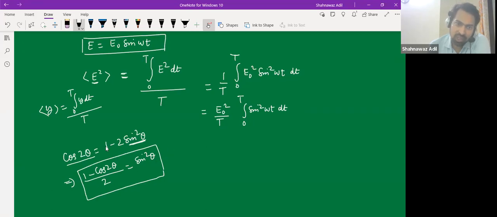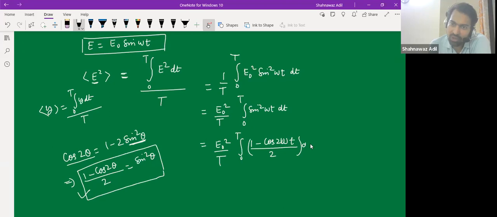So I just put the one value in this side, take the negative sign, divide it by 2. So then I'll get this one. So I can put the value of sine square theta from here. This would be E naught square by T, integral 0 to T, 1 minus cos 2 omega T divided by 2, dt. So these are two different integrals, 1 by 2, and so I have to separate these two integrals.